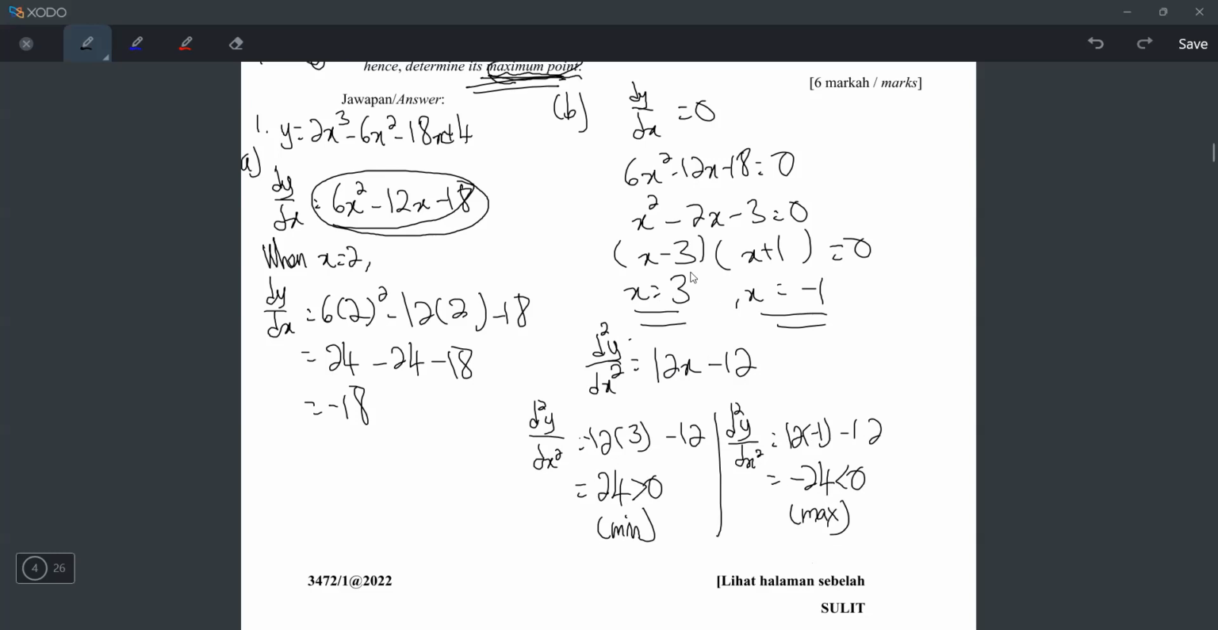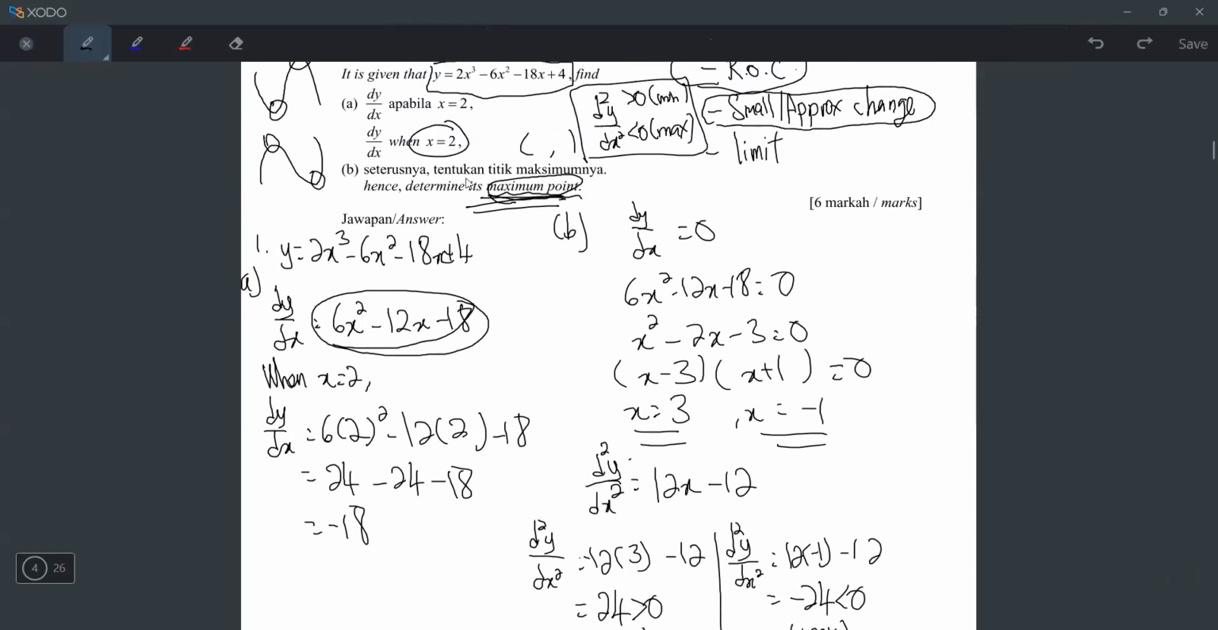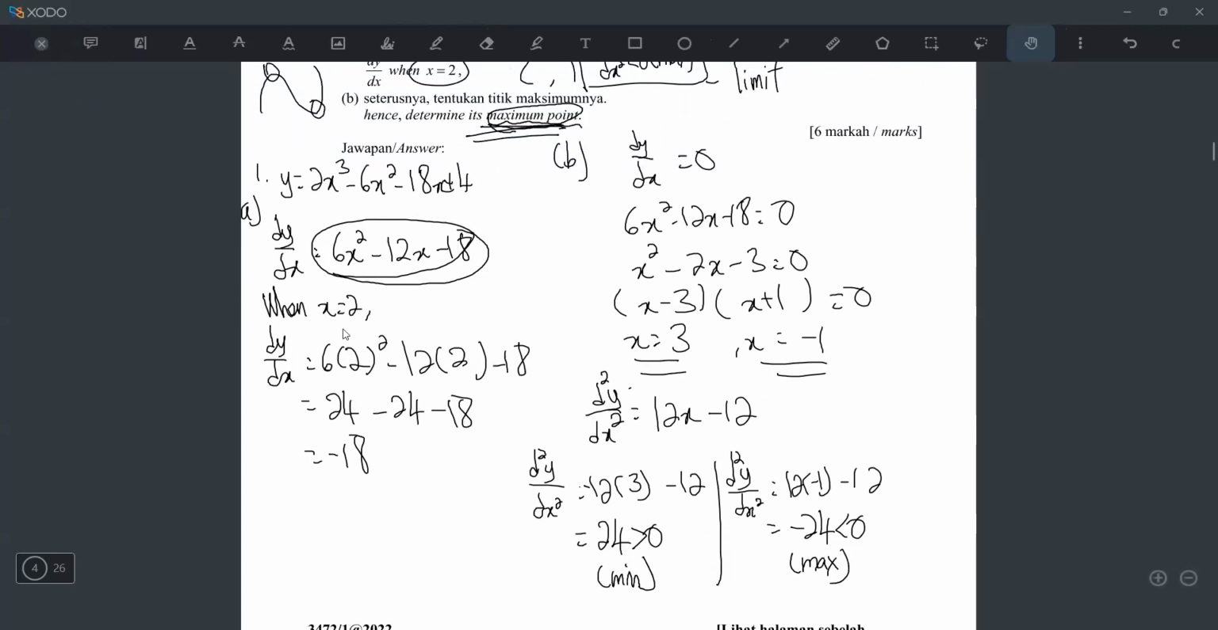It means I will reject the x equals 3 answer. Okay, why? Because the question never asked you to find the coordinate of the minimum point. They ask for the maximum point. So I already know my x coordinate of the maximum point is -1. 3 is also an x coordinate, but it's the x coordinate of the minimum point. So -1 is the x coordinate, but you still have to find the y coordinate, right? Because you have to find the full coordinate.